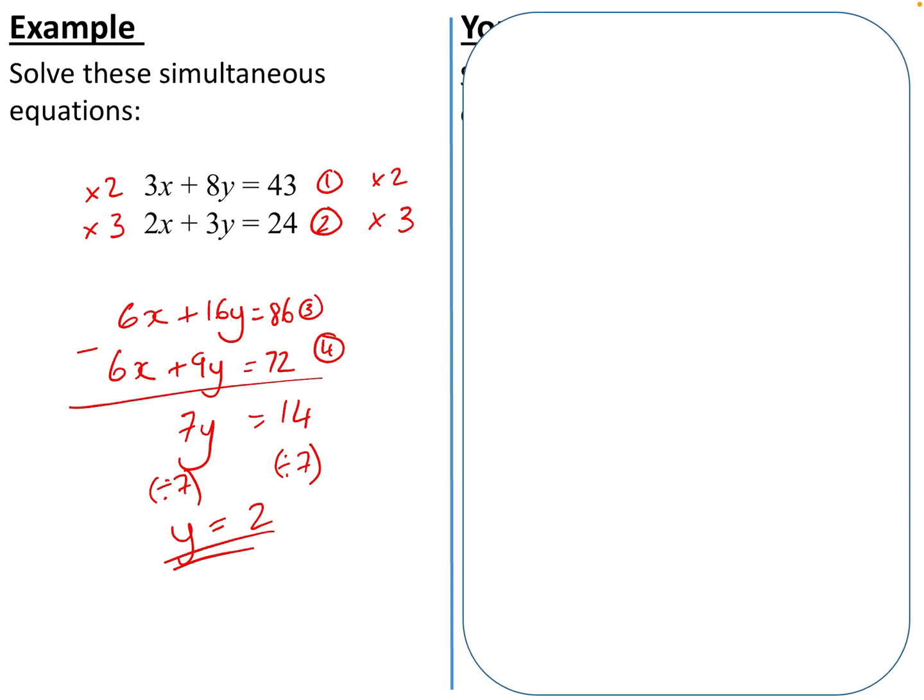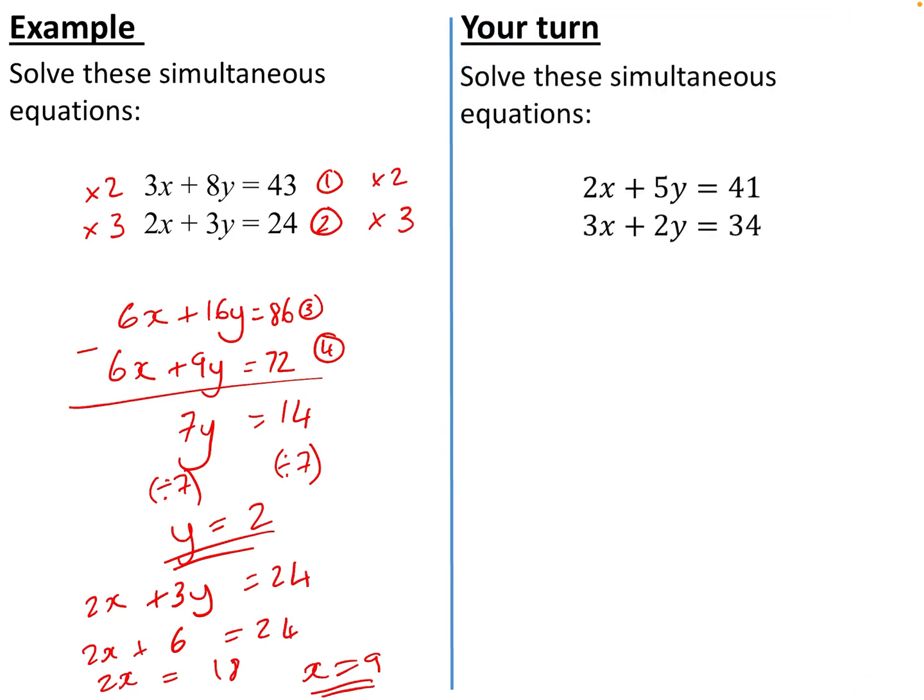I'm going to substitute y into the second equation, just because they're slightly smaller numbers, a bit nicer to work with. So I get 2x plus 3y equals 24. 2x plus 3 times 2, which is 6, is equal to 24. If I subtract 6 from both sides, 2x is equal to 18, and therefore x is equal to 9. As I said, I could now take both these numbers and substitute them into any of my other equations. If it works, then you know you've got it right. Okay, once you've written down the example, please have a go at the one on the right.